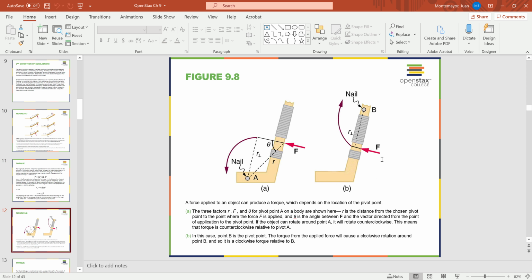So going back to the original hockey stick example, we have for A, the three factors are F, R, and theta, which we were just told. And these are shown here, with the point being on the end of the hockey stick down here.